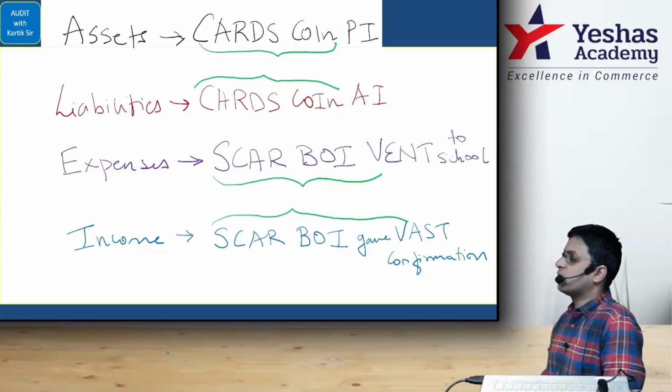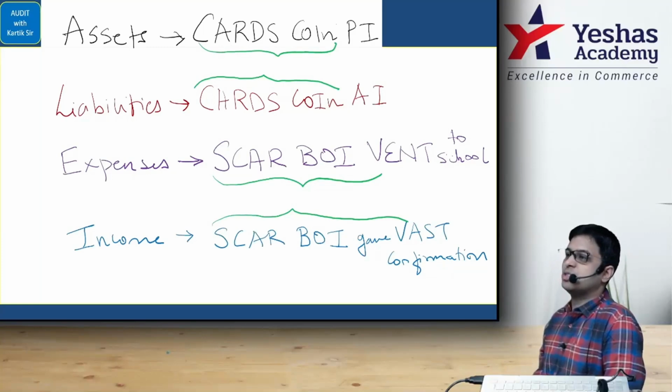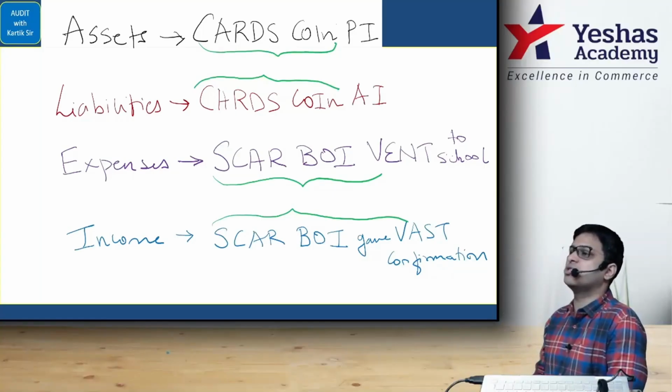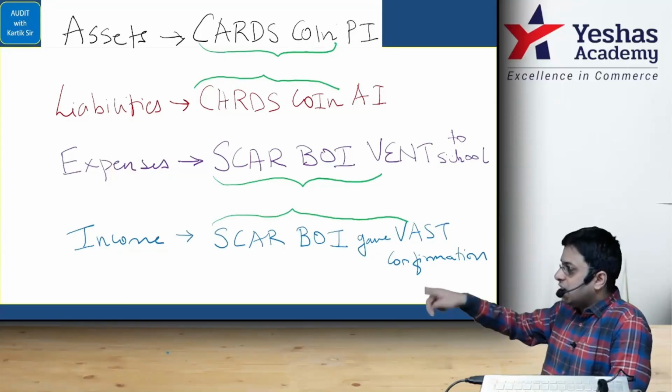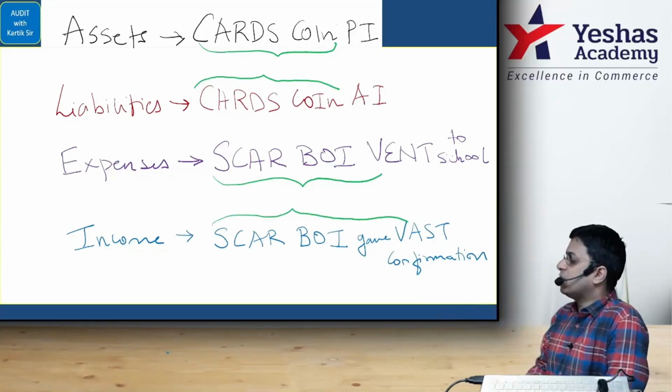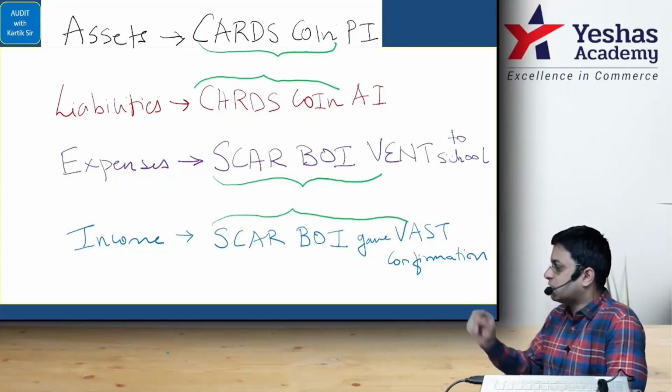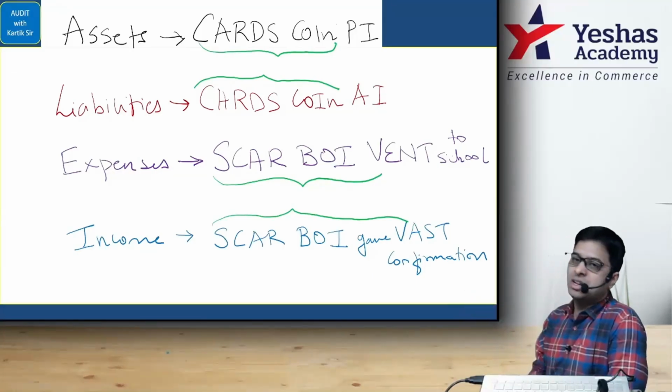Expenses has a code. Look here, the code is Scar Boy went to school. The code is what? Scar Boy went to school. In that, Scar Boy and V of went is common with the income part. Income is Scar Boy gave vast confirmation. In that also the Scar Boy and V of vast is common. Common, same points. Okay, so let's go for the order now.